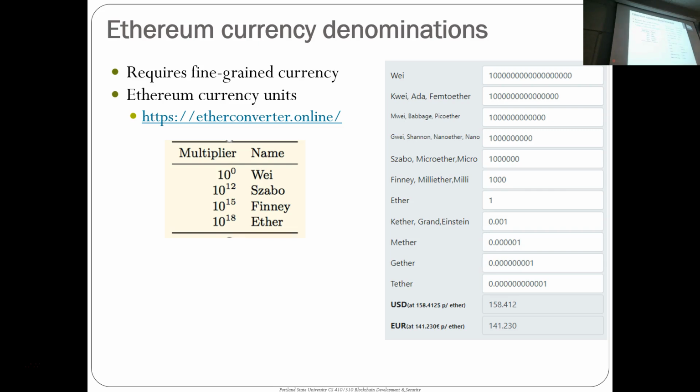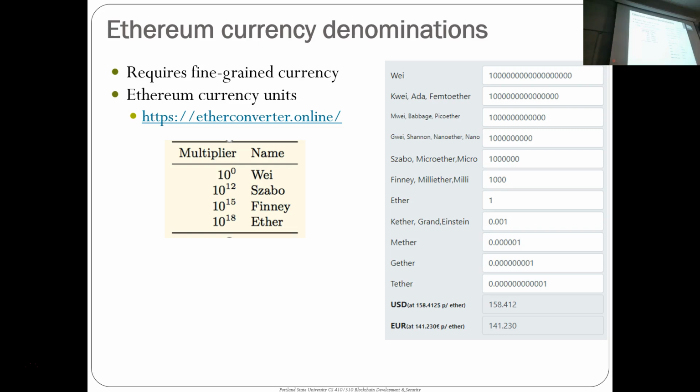Okay, because you're paying per instruction, how much does a push operation cost? Well, it's going to be minuscule amounts of currency. So the Ethereum currency denominations go all the way down to 10 to the negative 18th. One wei is the smallest unit of currency, and 10 to the 18th wei is 1 ether. You'll see here kilowei, megawei, gigawei, szabo, finney, ether, and then nobody gets up here, but those are the currencies that are there.